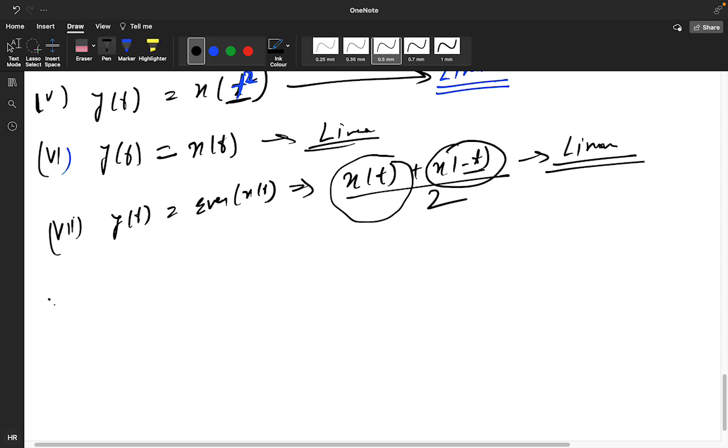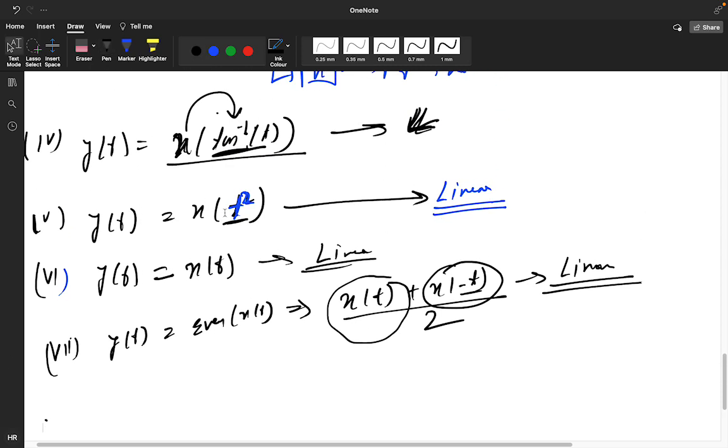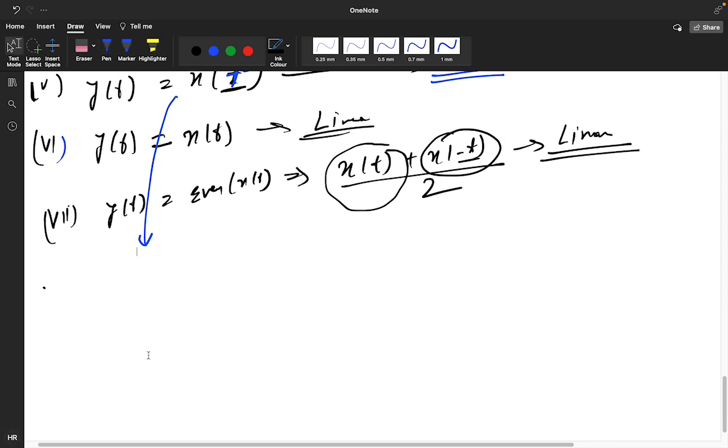So fifth one is linear or non-linear? It is linear. See, it is not t square x of t. If it was like that, then it will be non-linear. But you are getting the function x of t square. See, you can check this by the principle. y of t is equal to x of t square.